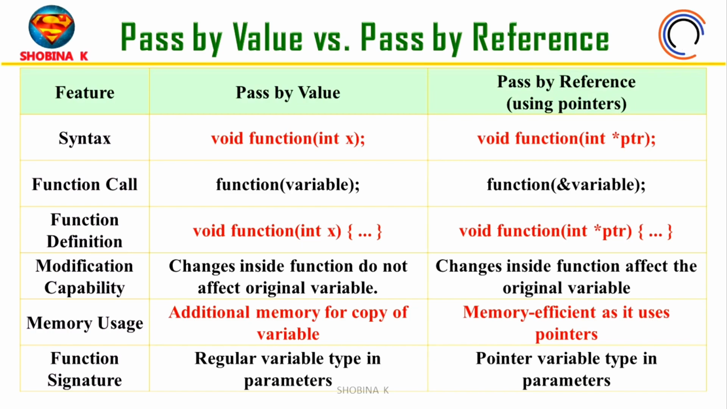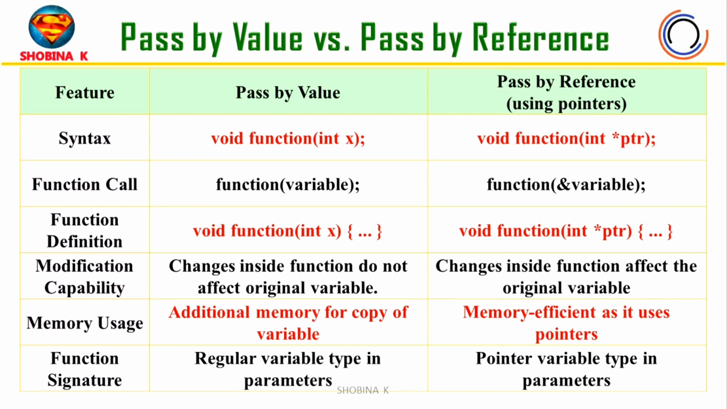Now let's see a comparison between pass by value and pass by reference in terms of syntax, function call, function definition, modification capability, memory usage, and function signature. Talking about the syntax, in pass by value, the parameter in the function declaration uses the regular variable type int x, which indicates that a copy of the value will be passed. In pass by reference, the parameter in the function declaration uses a pointer variable type, int asterisk ptr, which indicates that the function expects the address of the variable.